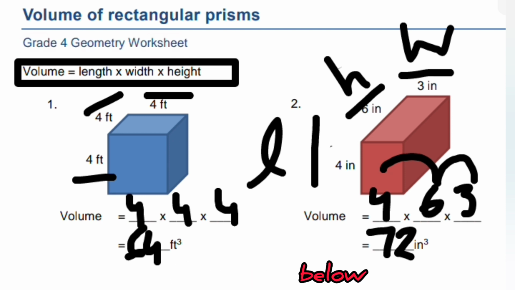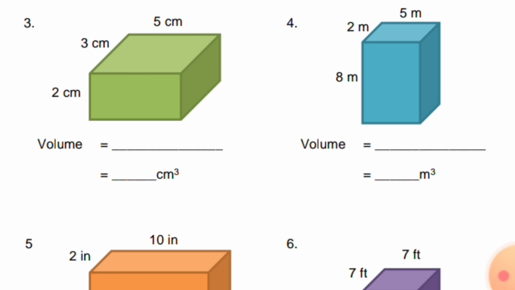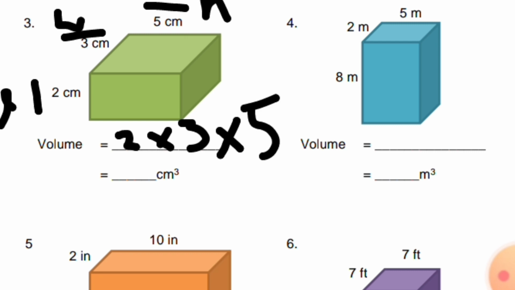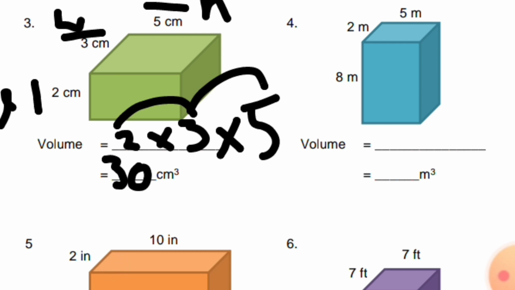Next one is question number 3. In question number 3 we have this rectangular prism. In this case, this one is the length, this one is the width, and this one is the height of the rectangular prism. So we just need to multiply all the values with each other. We write 2 times 3 times 5. So 3 times 2 equals 6, and 6 times 5 equals 30. So 30 centimeter cube will be the volume of the rectangular prism.